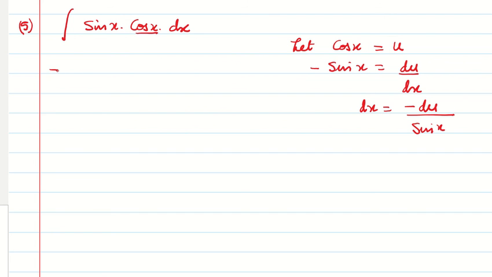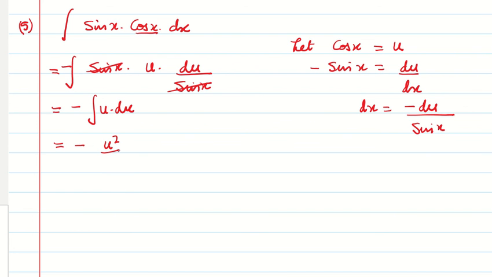So I'll substitute that. So integral of, this is your sin x, you leave it as it is. Your cos x is called u and dx is minus du upon sin x. So sin x cancels off. So you're left with only minus u du. So that's minus u square over 2 plus c. Put the value of u back. Minus cos square x upon 2 plus c. Correct.